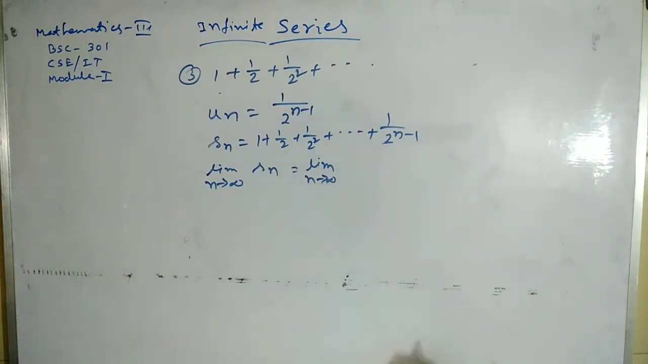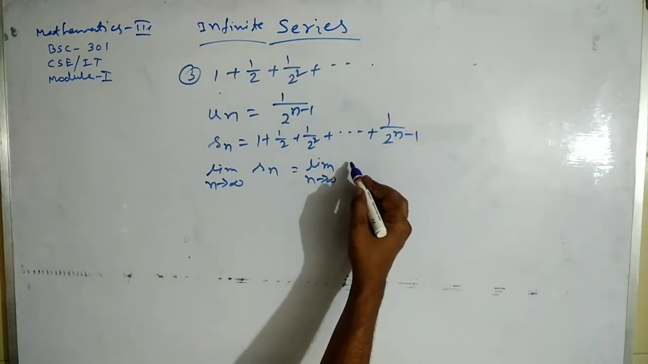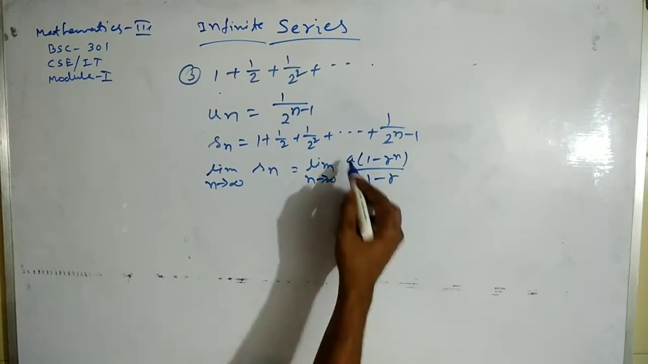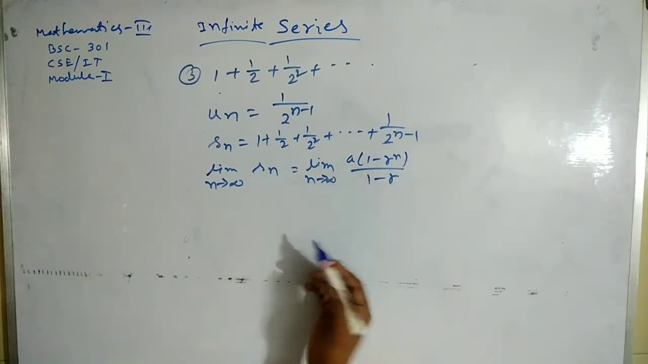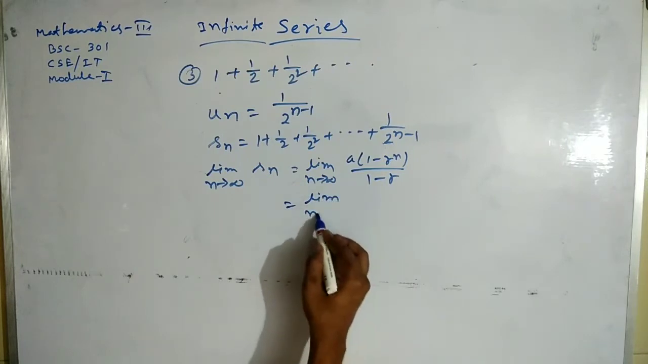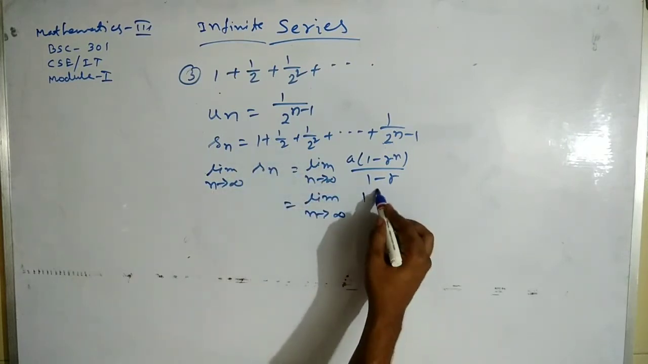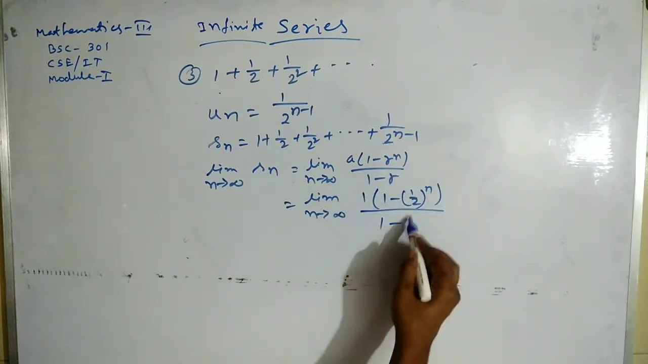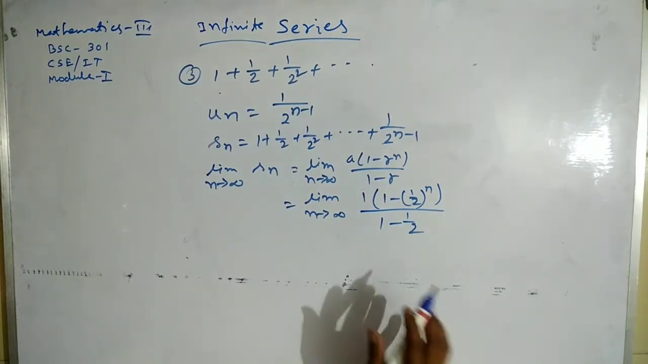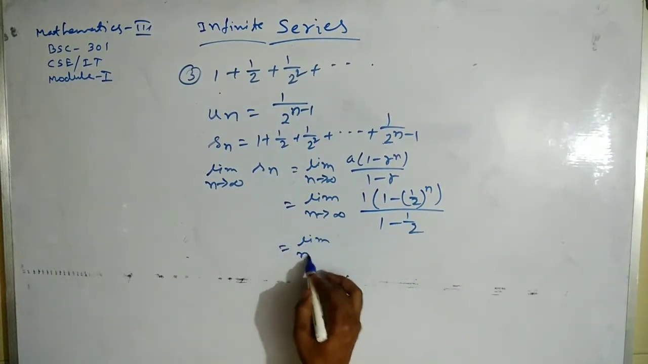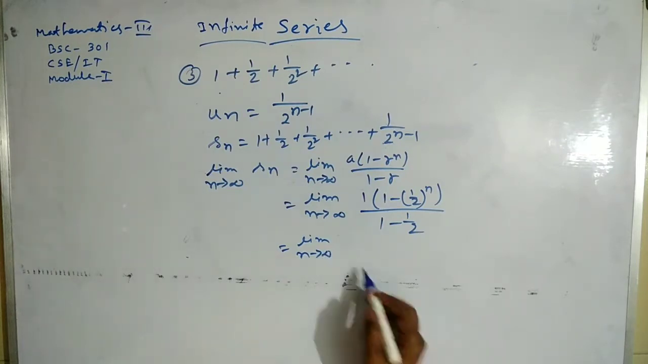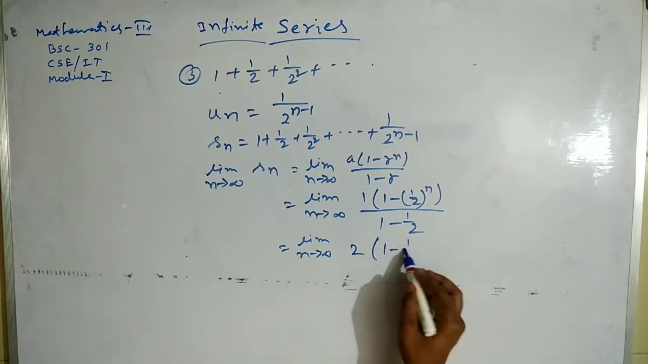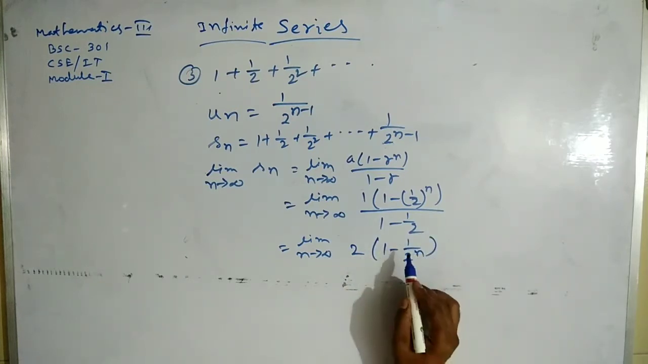So sum of first n terms of a GP series, we know that a into 1 minus r to the power n by 1 minus r, where a is the first term, r is the common ratio. Okay, so limit n tends to infinity, a is the first term, that is 1 into 1 minus r, that is half to the power n, by 1 minus half. Okay, so this will be equal to limit n tends to infinity 2 into 1 minus 1 by 2 to the power n.